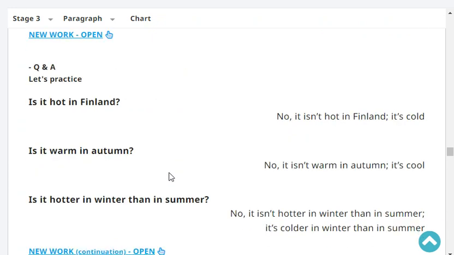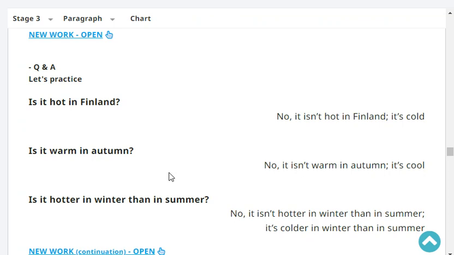Okay. Is it hot in Finland? No, it isn't hot in Finland. It's cold.